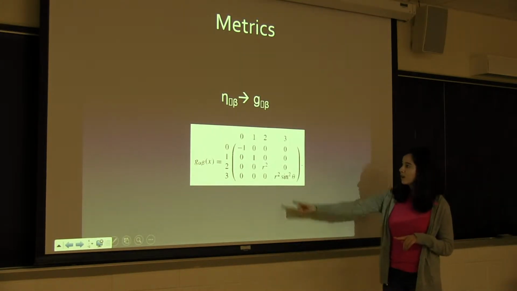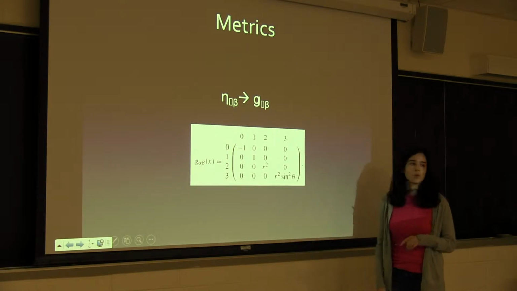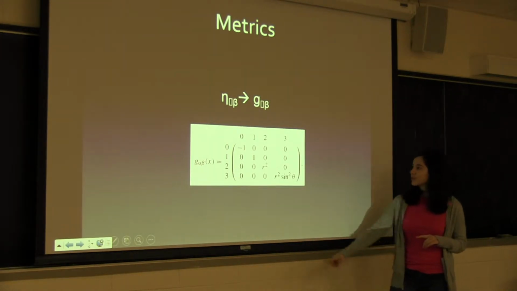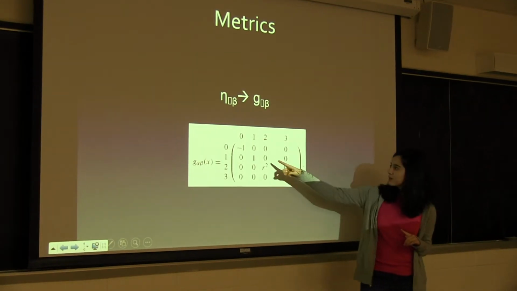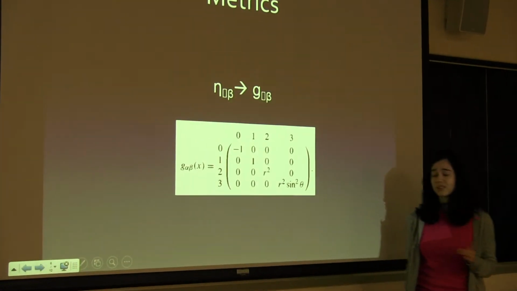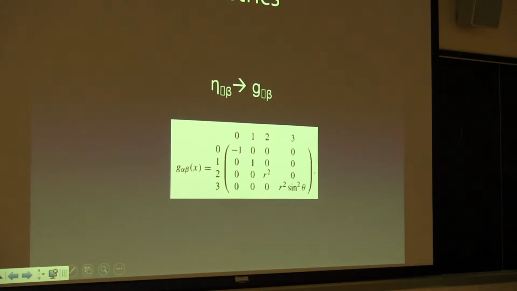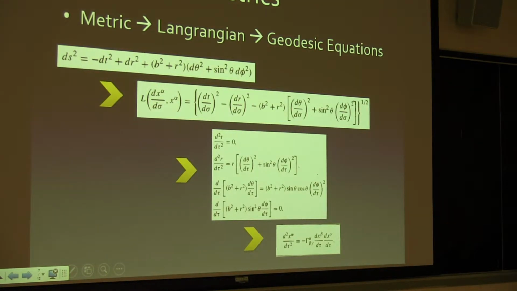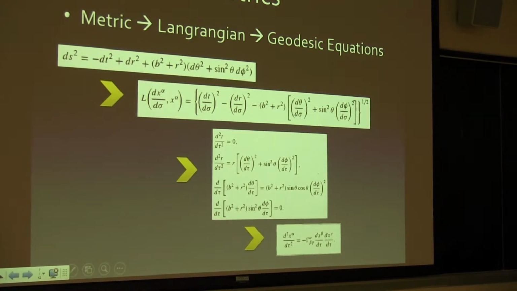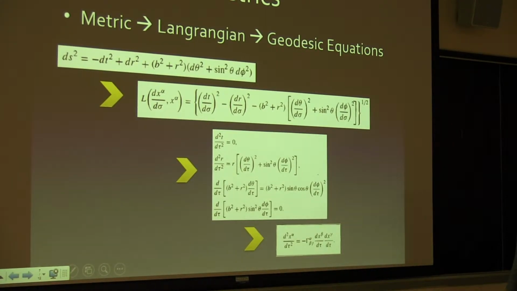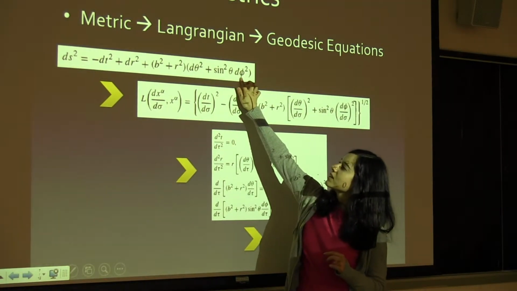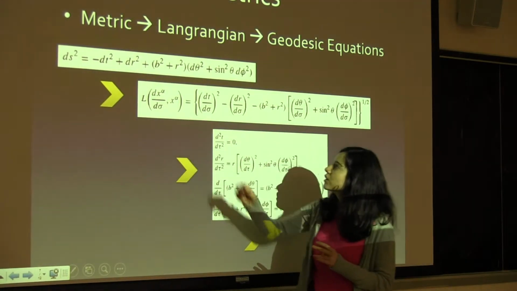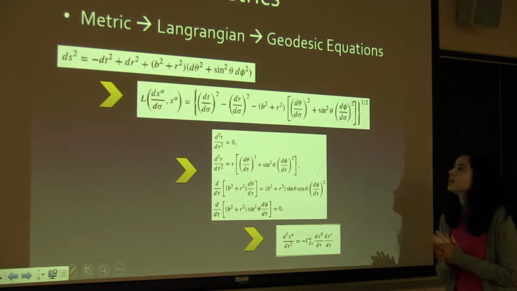For example, here you have flat spacetime but in polar coordinates. So you have your diagonal components for time, x, y, and z. This is symmetric, so you have zeros on the others. It doesn't have to be, but for flat spacetime, it's symmetric. And then in order to find the geodesic equations, you can find that from some metric. So here, this is actually the wormhole metric. So you have your time component, your r, your theta, and your phi.